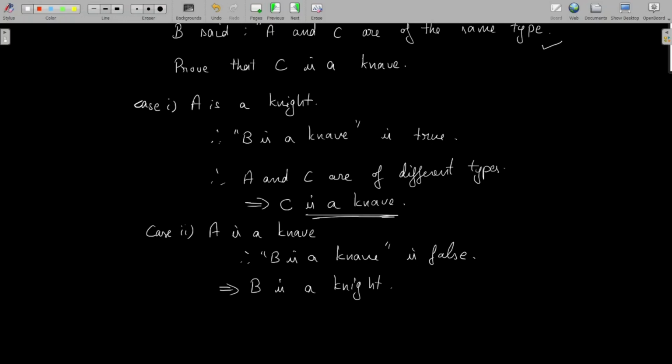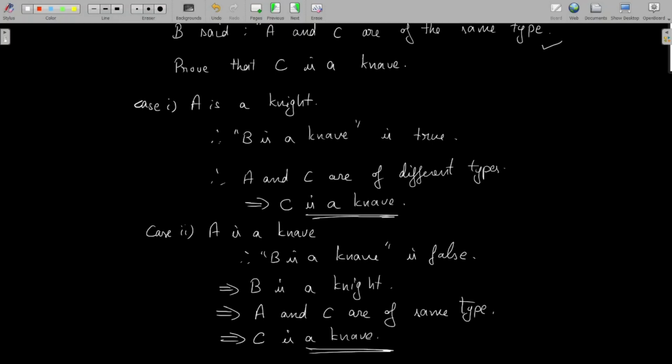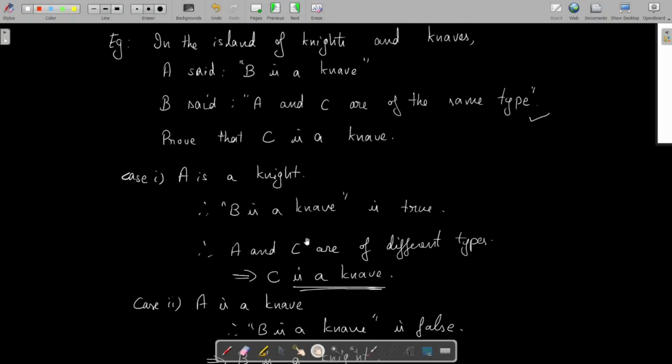Since B is a knight, he always says truth. And his statement was A and C are of the same type. So this implies A and C are of same type. Since A and C are of same type and A is a knave, this implies C is a knave. So in the second case also, we proved that C is a knave. So actually in this problem, these two cases, A is a knight and A is a knave, are not explicitly given. We locate two cases from the problem to obtain the result by using the proof by cases.